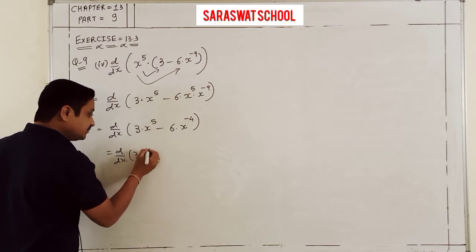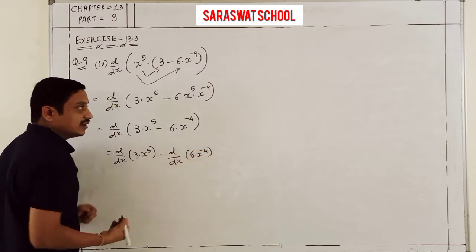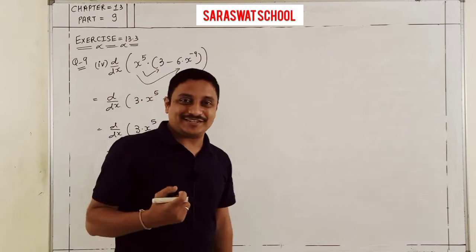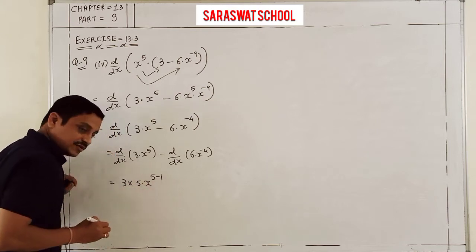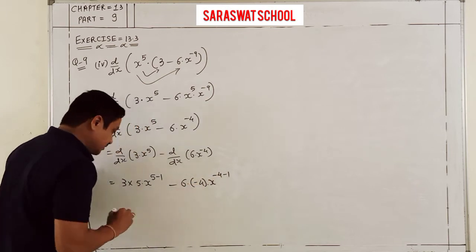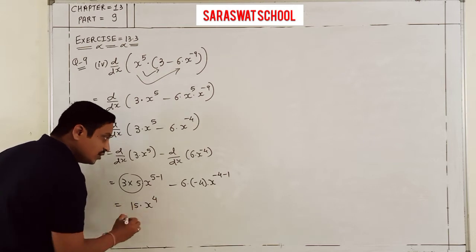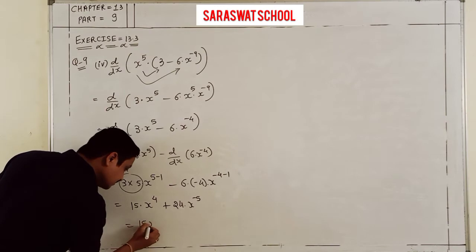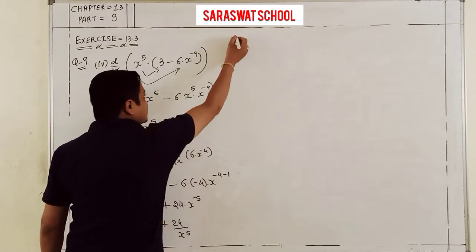3 into x raised to 5, same as 6 into x raised to minus 4, and simply apply your formula: d/dx of x raised to n is equal to n x raised to n minus 1. So 3 into 5 x raised to 5 minus 1, same as here minus 4 x raised to minus 4 minus 1. Indirectly that is 15 x raised to 4. Here 6 fours are 24 but x raised to minus 5. So my answer is just 24 by x raised to 5, and that's your answer.